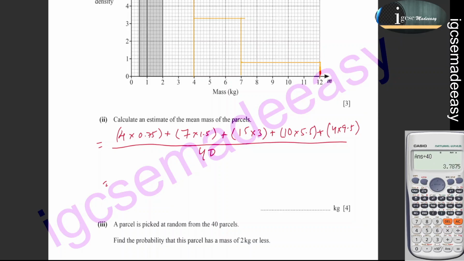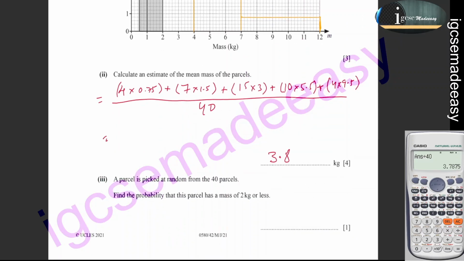So that gives you 3.78. So 3.78 or 3.8, you can write it as the mean value of this particular. So 3.8 is the mean mass. Let's do part 3.